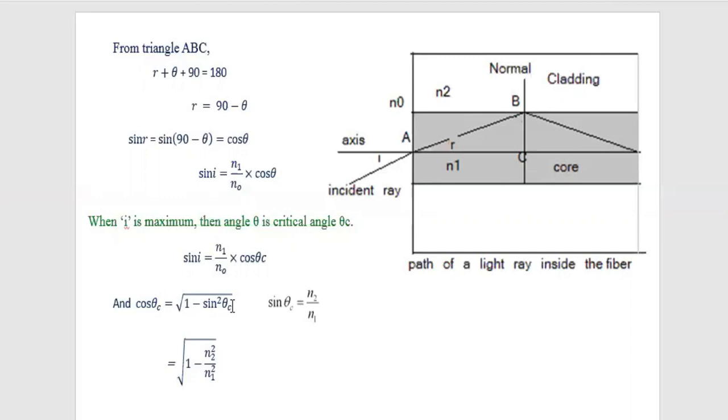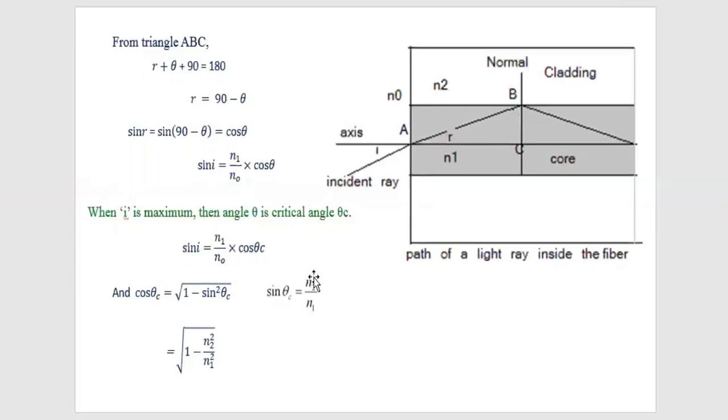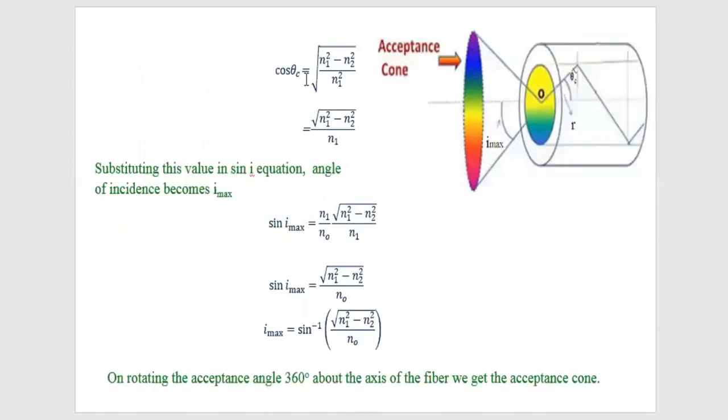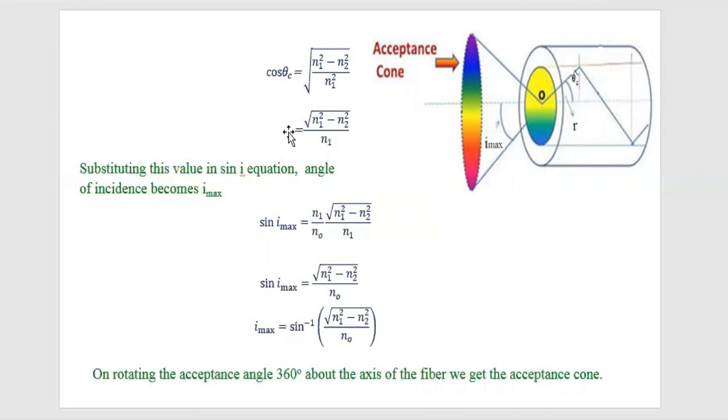There we have seen near total internal reflection: for the critical angle theta c, sin theta c is equal to n2 by n1. Substituting here, we get cos theta c is equal to root of 1 minus n2 square by n1 square. Taking LCM, cos theta c is equal to root of n1 square minus n2 square by n1 square. The n1 square is brought out of the root, and it becomes n1. So we got cos theta c.